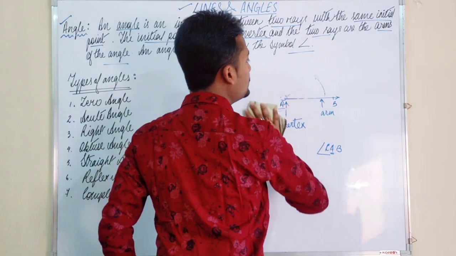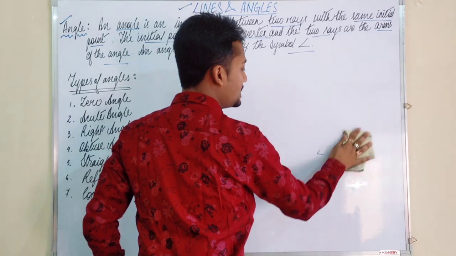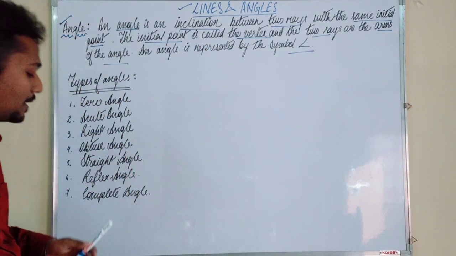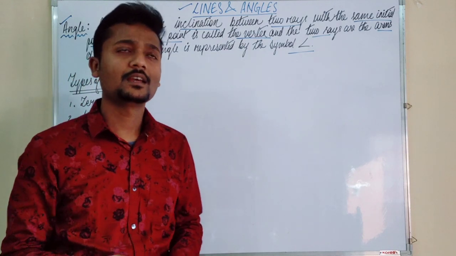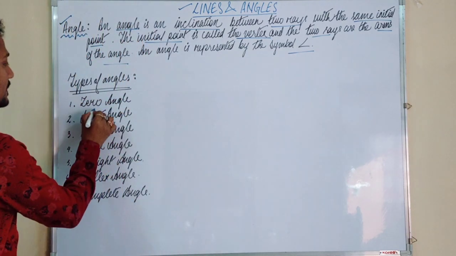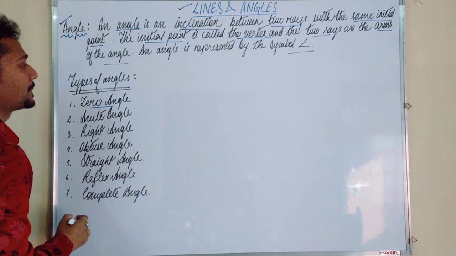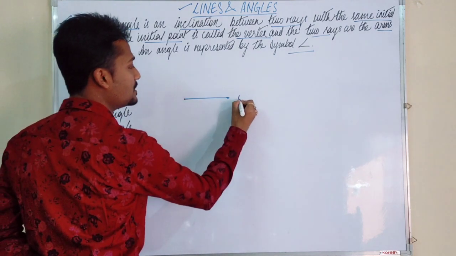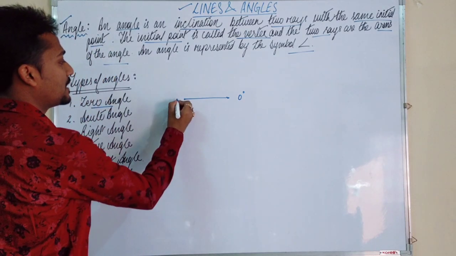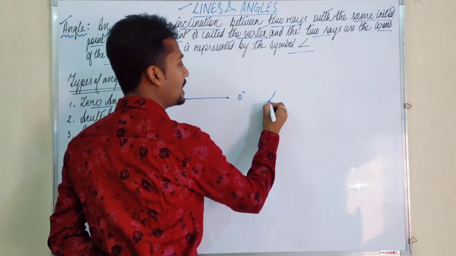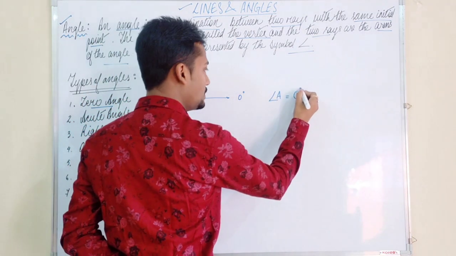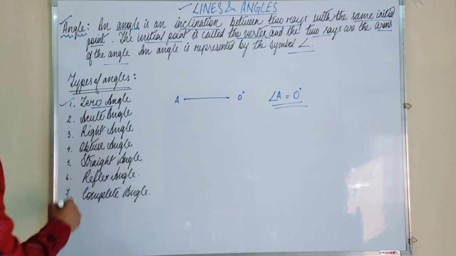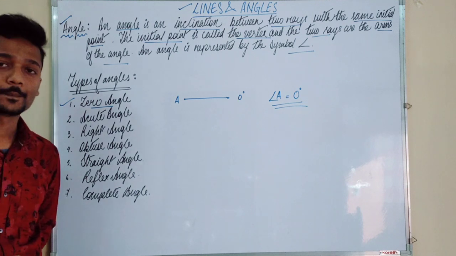Now let us come to the next part, that is types of angles. You might have studied the various types of angles. Again we will try to recap today. First is zero angle. If an angle measures 0 degree, say for example this is angle A, angle A is equal to 0 degree, then it is termed as zero angle.